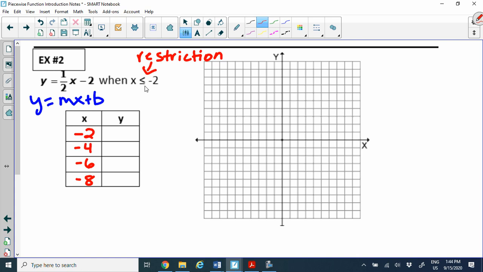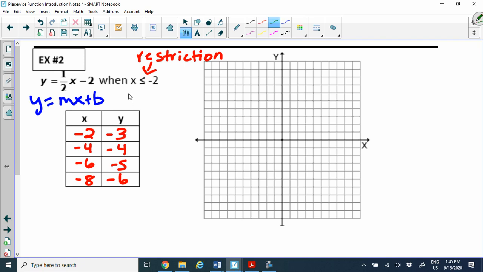Now we're going to plug our x values into the x in our linear equation to get the y. So when I plug -2 into there, I should get -3. When I plug -4 in for x, I should get -4. When I plug -6 in for x, I get -5. And then when I plug -8, I get -6. Now, if you're wondering how I got those numbers, just plug it into your calculator. Do 1/2 and then parentheses, -2, times parentheses, -2. Click enter, and then you get your answer, okay?